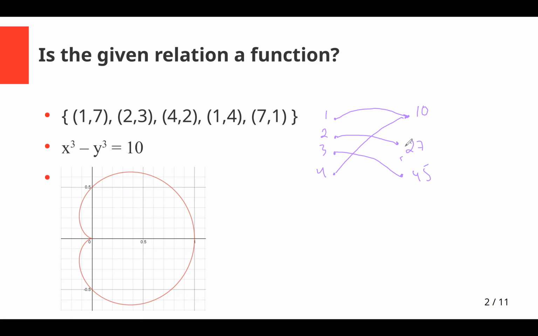Now, what I don't want to see is that 1 corresponds to 10 and it also corresponds to 27. So when we have these 2 connections of the first component value to 2 different, or 3 different, more than 1, second component values, it means that it is not a function.